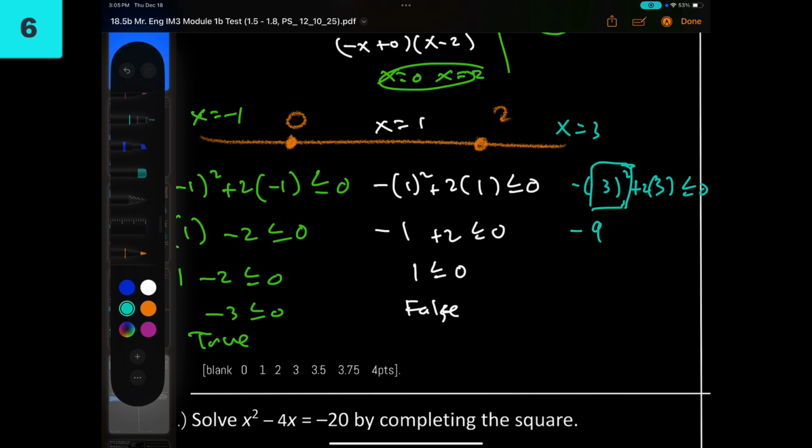Remember, that's PEMDAS. The most common mistake is to do the negative sign first, which is wrong. So negative 9 plus 6. So you have negative 3 is smaller than 0, which is true. Okay, so true, true, false. That means your answers are not in the middle, but they're here.